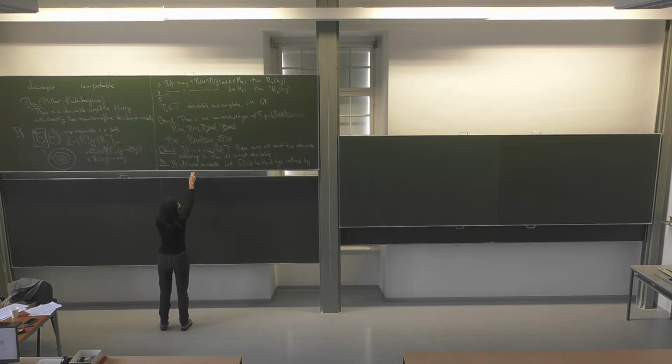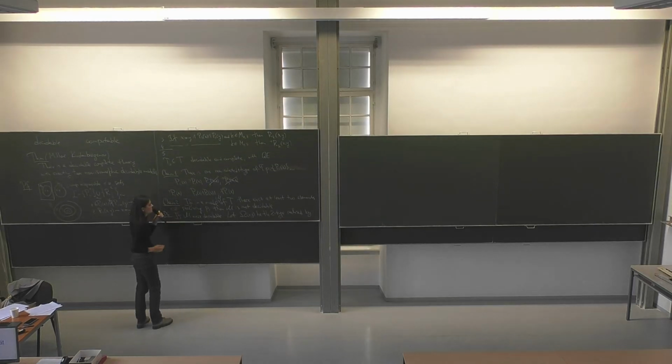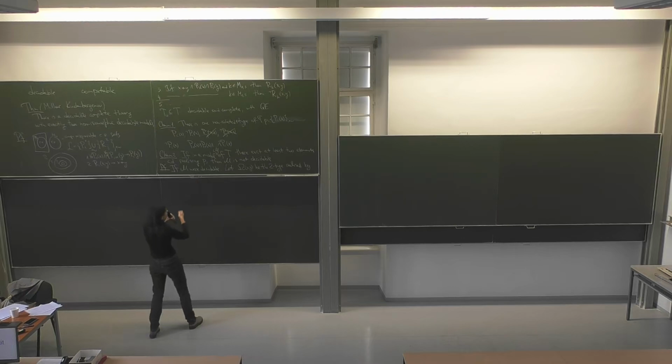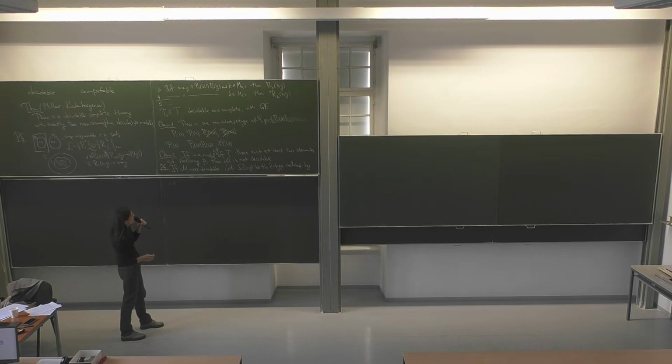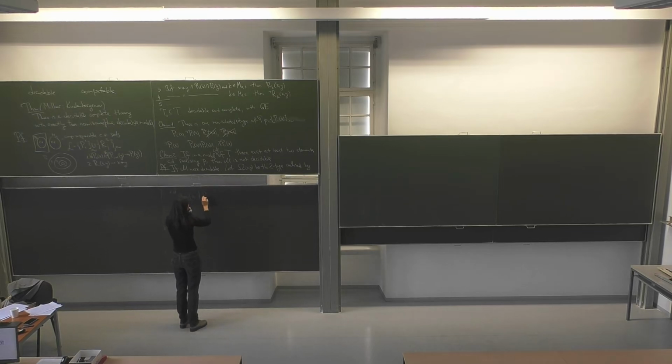Realized by at least 2 elements, let's call them C and D. Realized by C and D. Okay, then we look at the set S of all such n, natural numbers n, such that Rn of xy belongs to this omega.